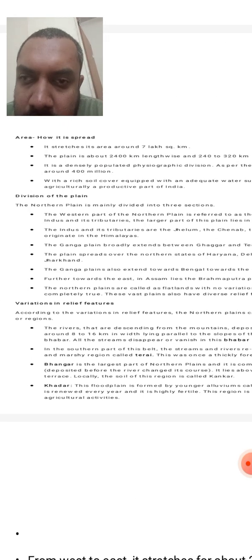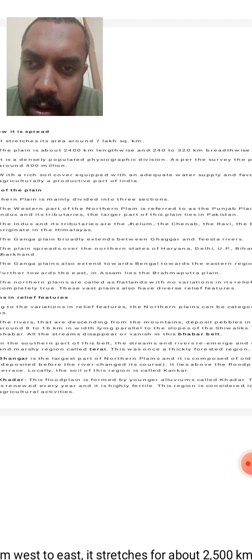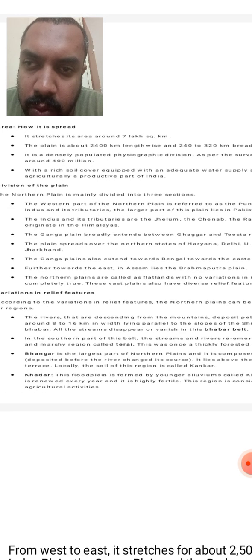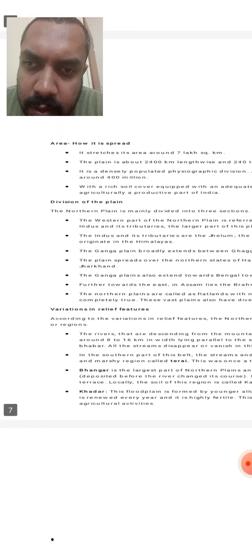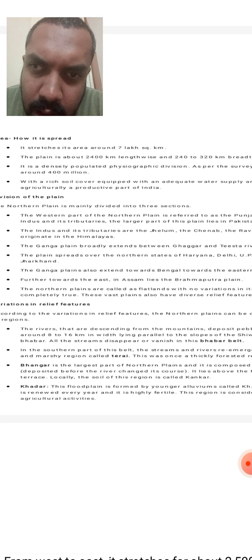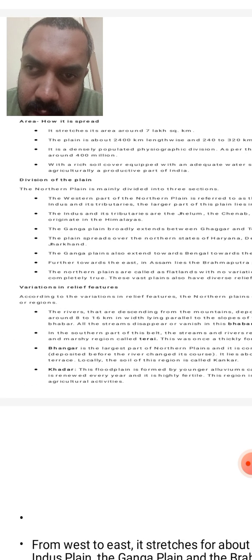The area is spread over around 7 lakh square kilometers. The plain is about 2,400 kilometers lengthwise and 240 to 320 kilometers breadthwise. It is a densely populated physiographic division. As per the survey, the population may be around 400 million. With a rich soil cover, an adequate water supply and a favorable climate, it is an agriculturally productive part.